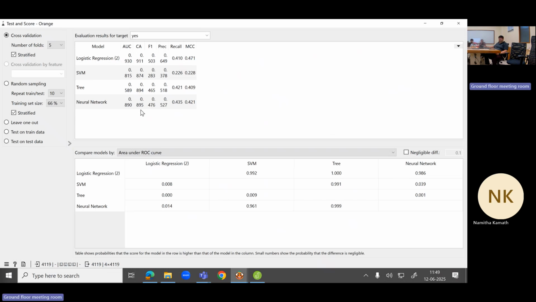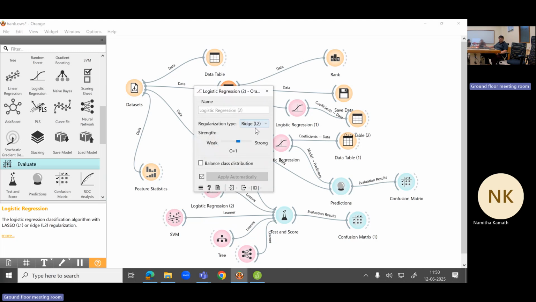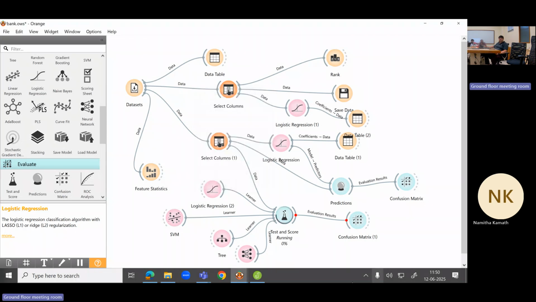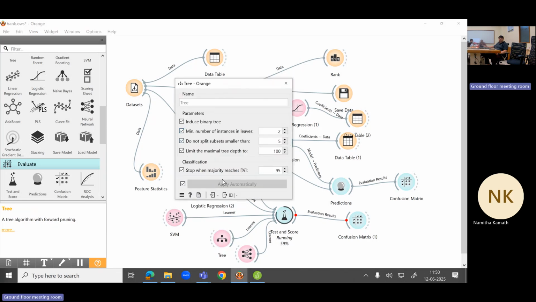Now, that can depend upon internally in the neural network and tree, what parameters you have set. Let's say in logistic regression, our parameter here is ridge. Okay, I will not use ridge, I use none. Like that, in each of them there are certain parameters which can fine tune your model. I was saying, hyperparameters, and say in tree. Is it like this for you in tree? Yes.